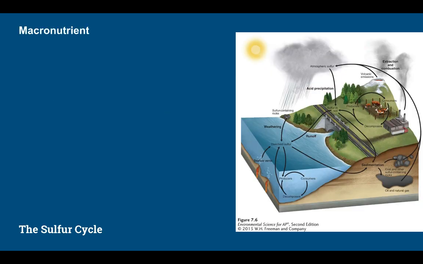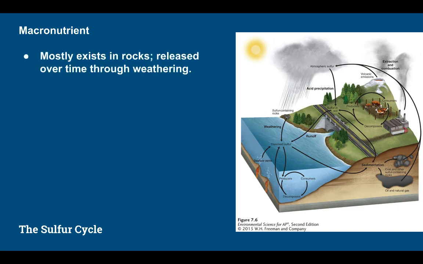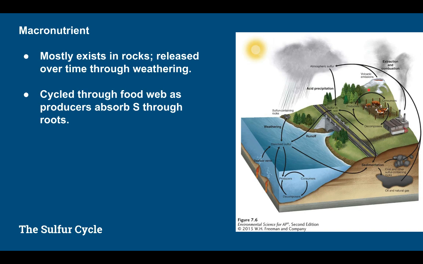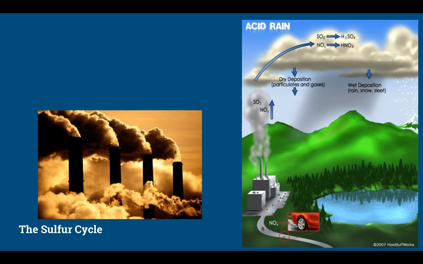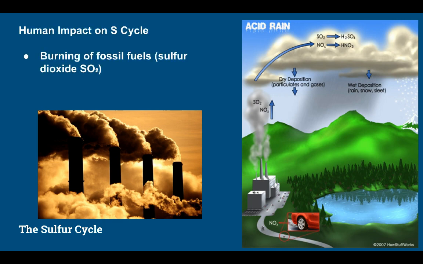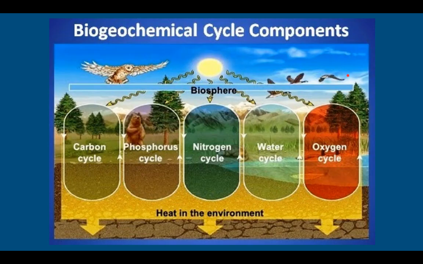Moving on to the sulfur cycle, a macronutrient, so needed in large supplies. Okay, we mostly see it in rocks, especially volcanic rocks, due to the volcanic emissions, and over time through weathering and erosion, it will be removed from those areas. It is cycled through the food web. As we eat plants who have absorbed it through their roots, it becomes assimilated into us. And as we mentioned before, the volcanoes are releasing it, but humans are as well through their burning of fossil fuels. And this results in what we call acid rain. So that sulfuric acid will go up into the atmosphere, condense with the clouds, and fall down in a different area as precipitation, causing, again, that acid rain.